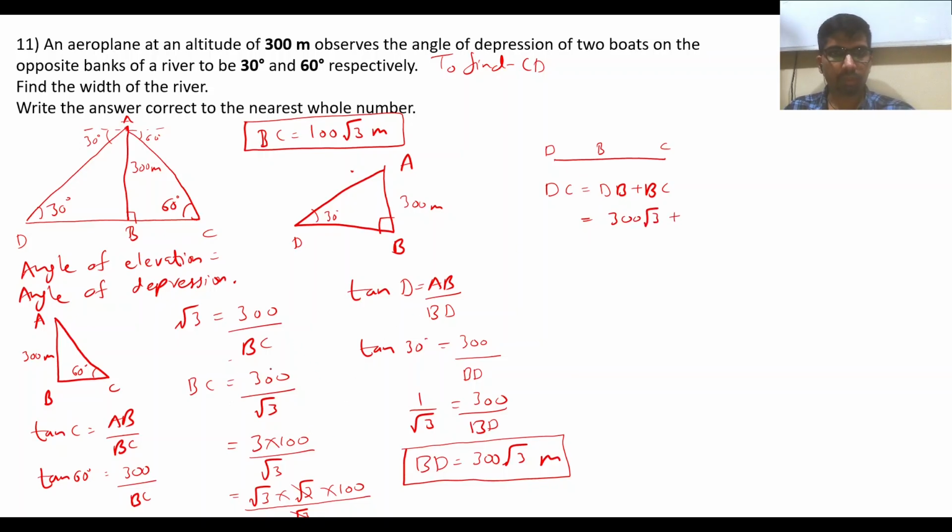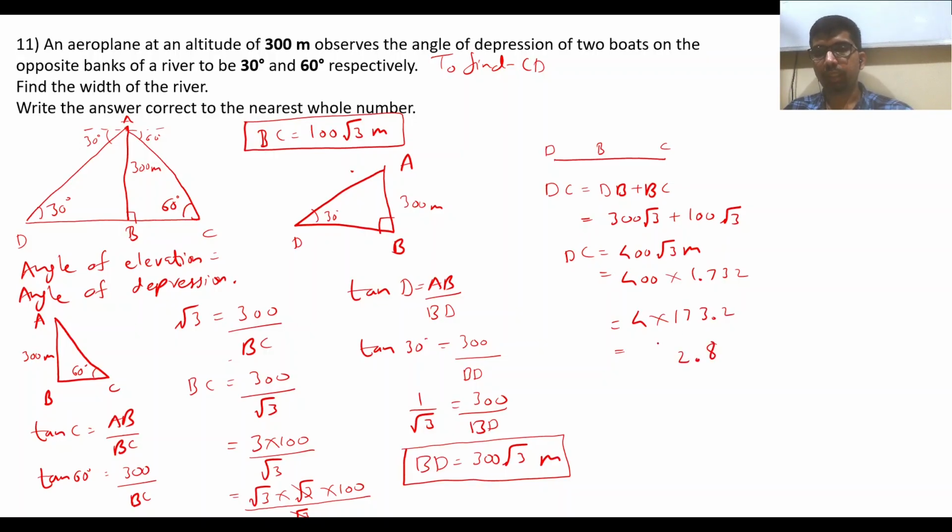BC how much we have got? BC is what? 100 root 3. Now 300 root 3 plus 100 root 3 is how much? 400 root 3. Sorted. But you have to find the nearest meter. 400 root 3 का value 1.732. पर जो 0 है, decimal will go 2 plus 2 was right. 1 2 correct है. Multiply by 4, 4 to the 8. Decimal 4 to the 12 carry 1. 7 for the 28 plus 1 29 carry 2. 4 on the 4 5 6.